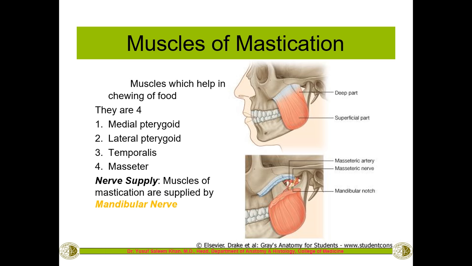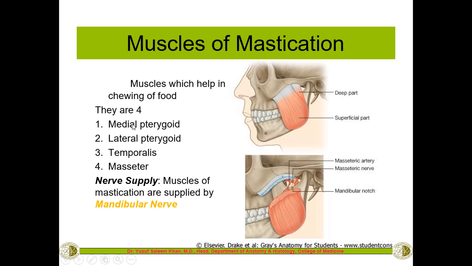Muscles of facial expression will help in expressing the different facial features like smiling, laughing, sorrow, everything. Muscles of mastication help in the chewing of the food. So muscles of mastication are only four. That is the medial pterygoid, lateral pterygoid, temporalis muscle as well as the masseter. So these are the four muscles which help in chewing of the food.